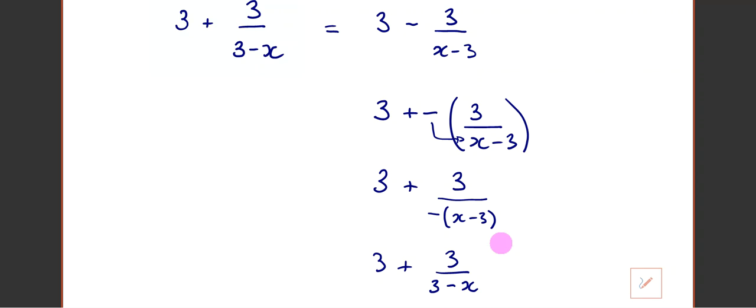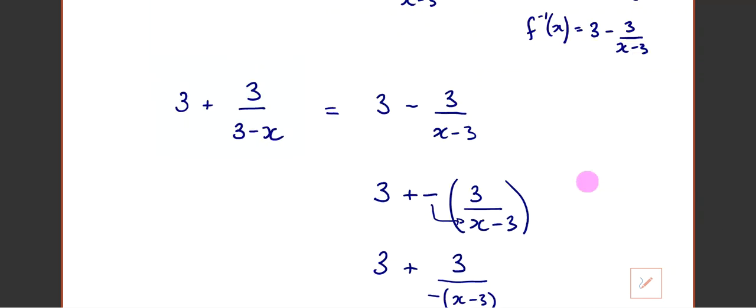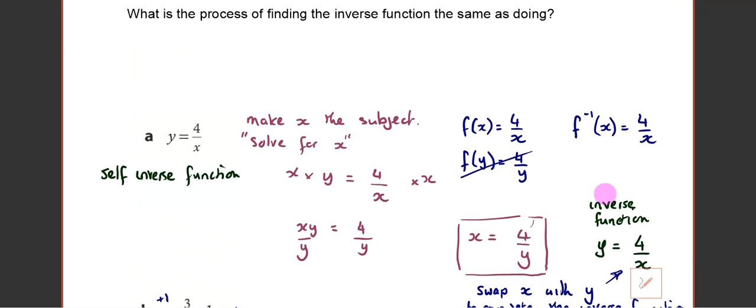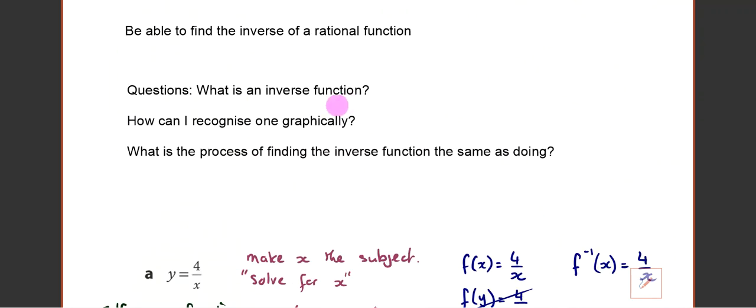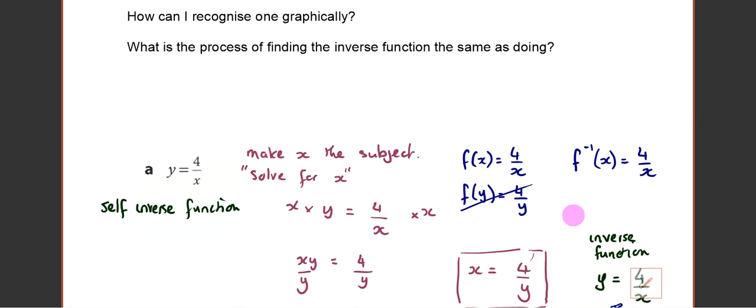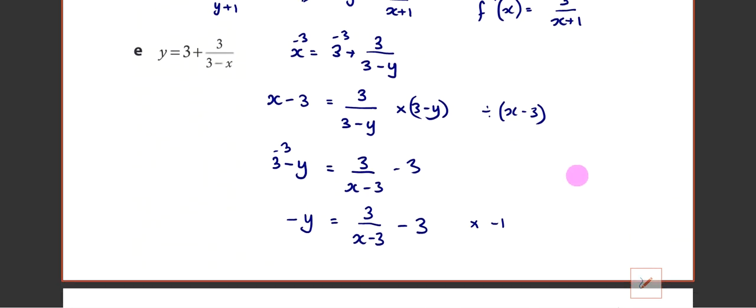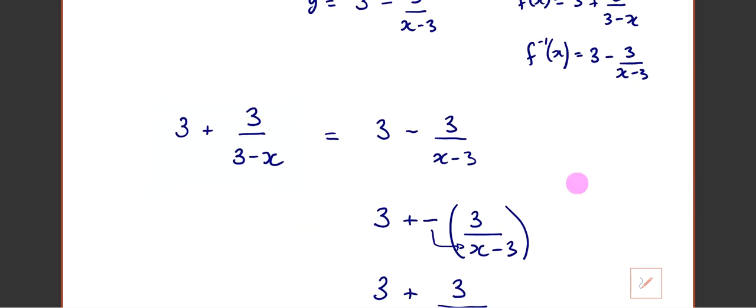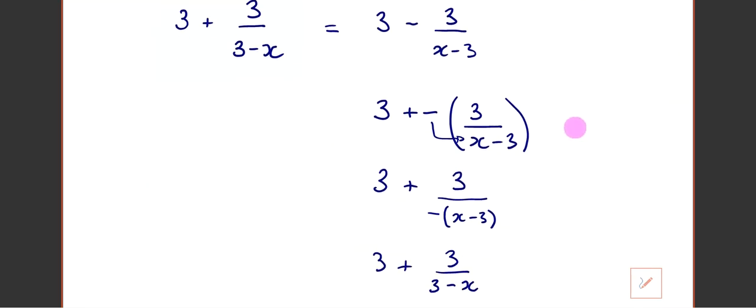Alright, so just to recap, back to those questions. An inverse function reverses you back to the initial value. Graphically, it should be a reflection in y equals x. The process of finding the inverse function is the same thing as making x the subject or solving for x. Right? So that's a bit of a recap. It's nothing majorly difficult. One of the big standout things in this is you may well have self-inverse functions, which you see a lot of with rational functions.